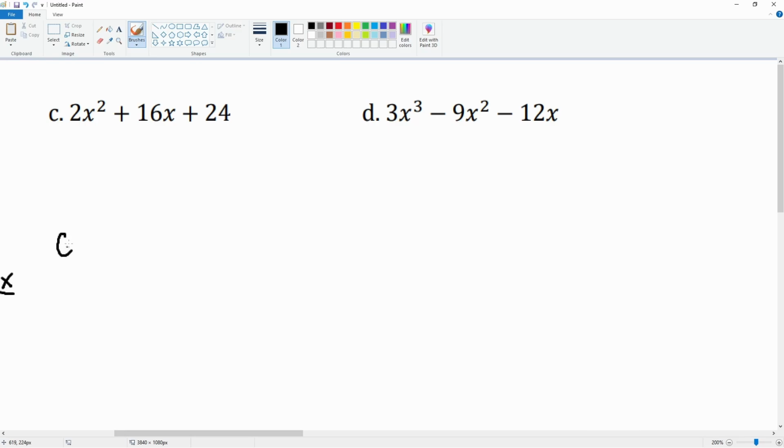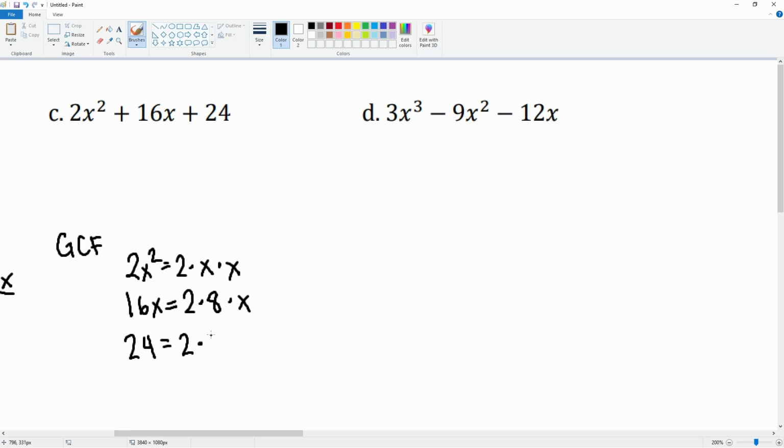Here, we're trying to find the GCF of these 3 terms, so we have to break up the 3 terms. 2x squared can be broken down into 2 times x times x. That 16x can be broken down into 2 times 8 times x. And then the 24 can be broken down into 2 times 12. The reason I don't break down those 8 and 12 further is because I already have three 2's here, and that 2 cannot be broken down anymore. So the GCF here is going to be 2.